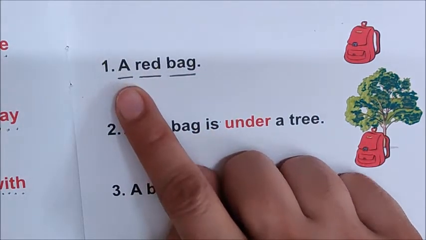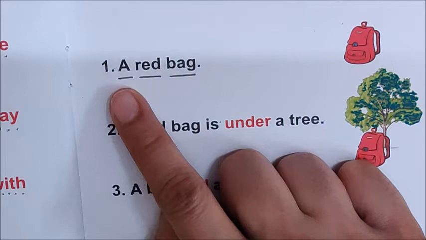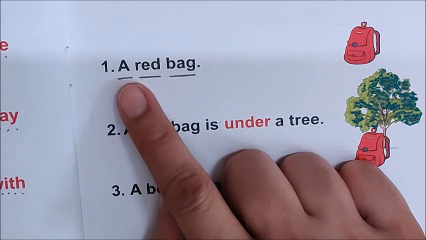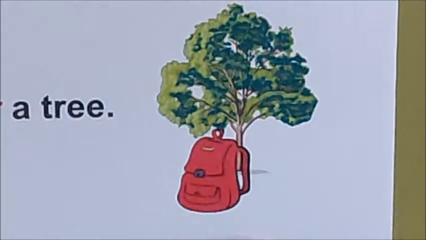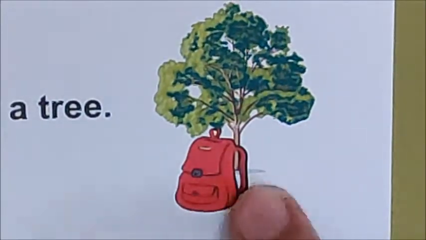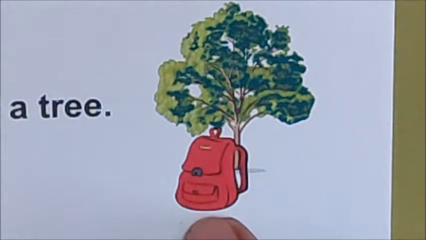Full stop is here because our sentence is over. And why is this capital A? Because we begin our sentence with a capital letter. Now children, look at picture number 2. What do you see here? What is this? A red bag.